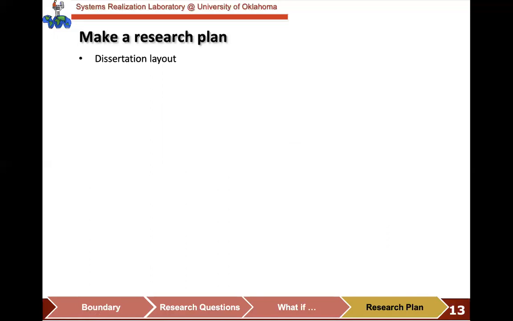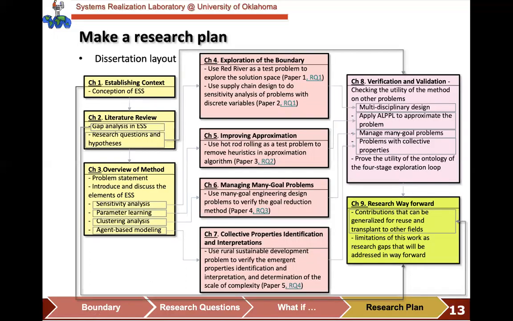Then you need to think of the layout of your dissertation. How many chapters do you have? And which chapter can answer research question 1, research question 2, and what are the connections among those chapters? So this proves the necessity of each chapter and how they can support each other.